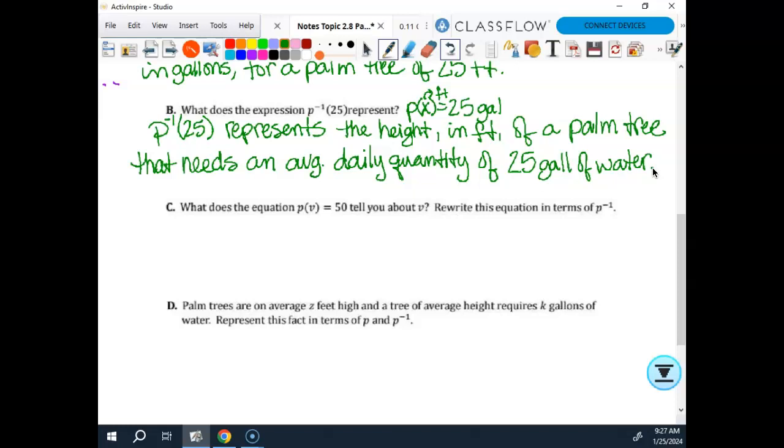What questions you got? You understand how to read that stuff and get it in the right order? Okay. So then what does the equation P of V equals 50 tell you about V? And then it says rewrite this equation in terms of P inverse. So if I was going to rewrite this as an inverse statement, then it would be P inverse of what? 50. And what would that equal? V.